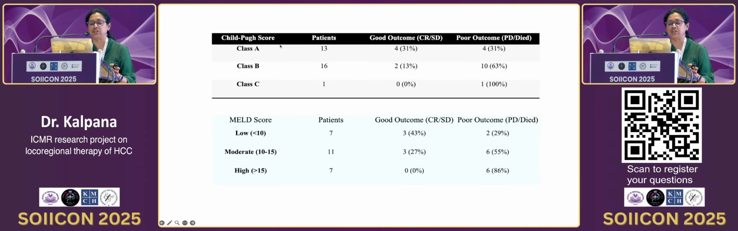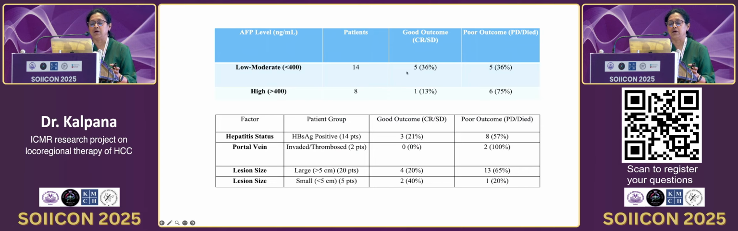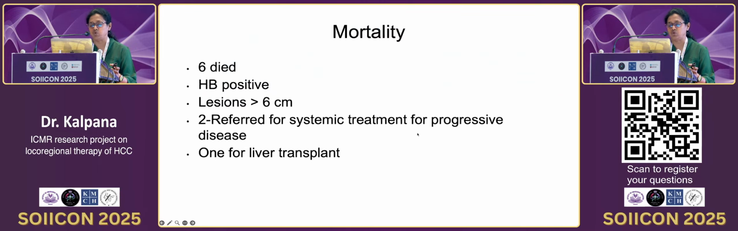So when we compared Child-Pugh along with the good outcome, naturally the patients who had Child-Pugh A had a better outcome, and as the MELD score was low, they also had a better outcome. And AFP also had a significant correlation with the outcome of TACE. If AFP dropped, the prognosis was better, and those with hepatitis B surface antigen positive also had a poor outcome. In our study, about 6 patients died during this study, and these patients were all HBsAg positive.